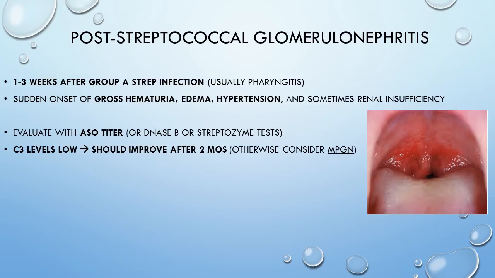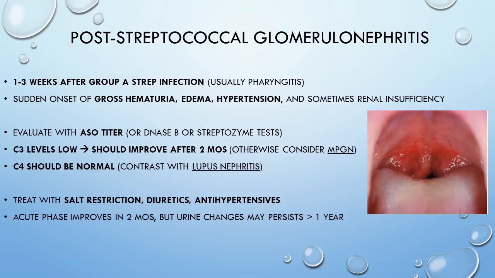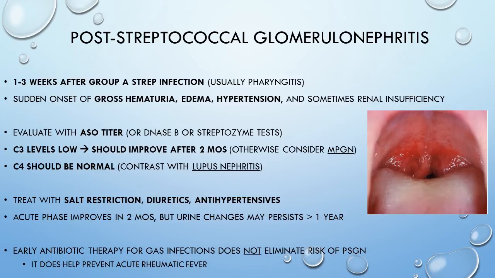So after 2 months, their C3 levels should come back to normal. If their C3 levels remain low after 2 months, then we think about MPGN, which is something I talked about back in that section. Their C4 levels should be normal. This is in contrast with lupus nephritis, where C4 levels would be low. We treat with salt restriction, diuretics, and antihypertensives. The acute phase improves within 2 months, but urinary changes, that hematuria, it may persist for over a year.